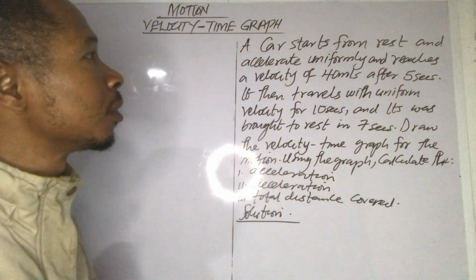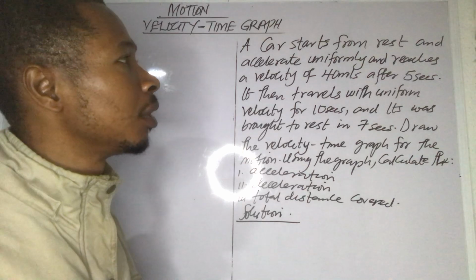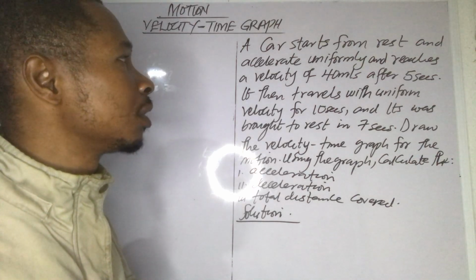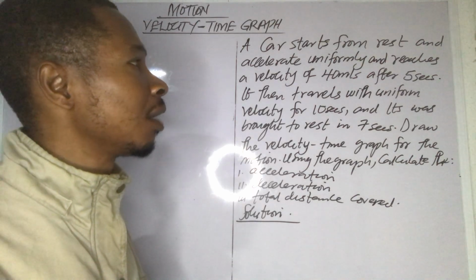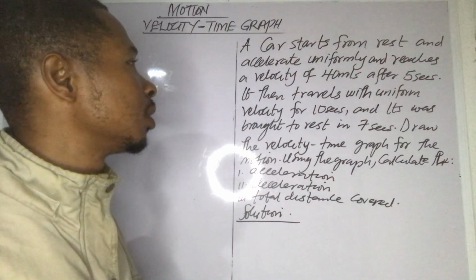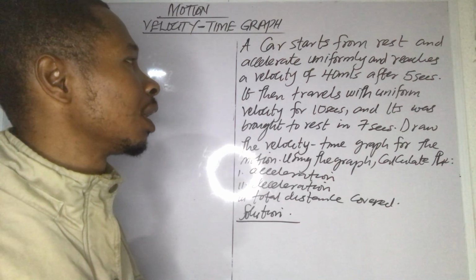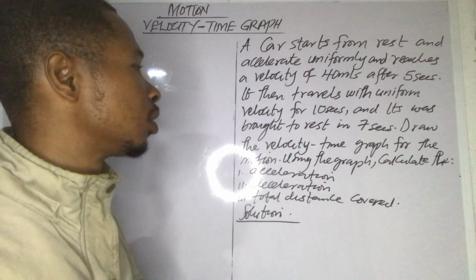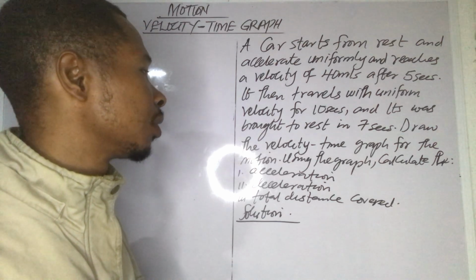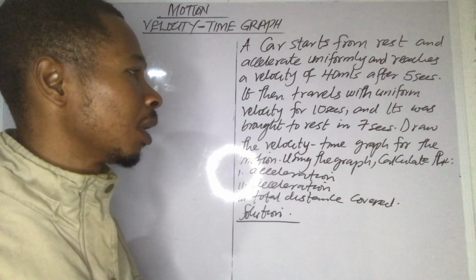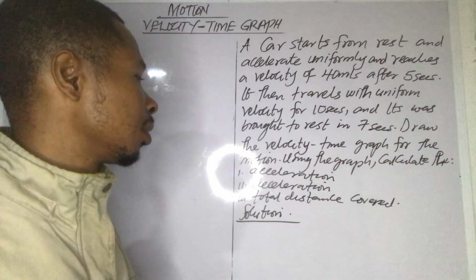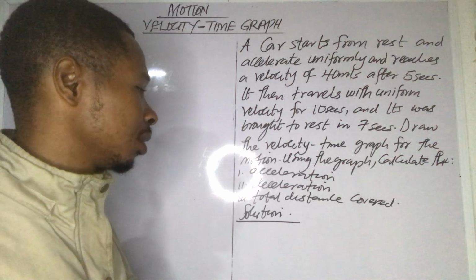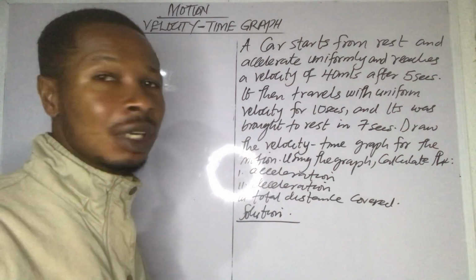A car starts from rest and accelerates uniformly and reaches a velocity of 40 meters per second after 5 seconds. It then travels with uniform velocity for 10 seconds and is brought to rest in 7 seconds. Draw the velocity time graph for the motion. Using the graph, calculate (i) the acceleration, (ii) the deceleration, and (iii) the total distance covered.